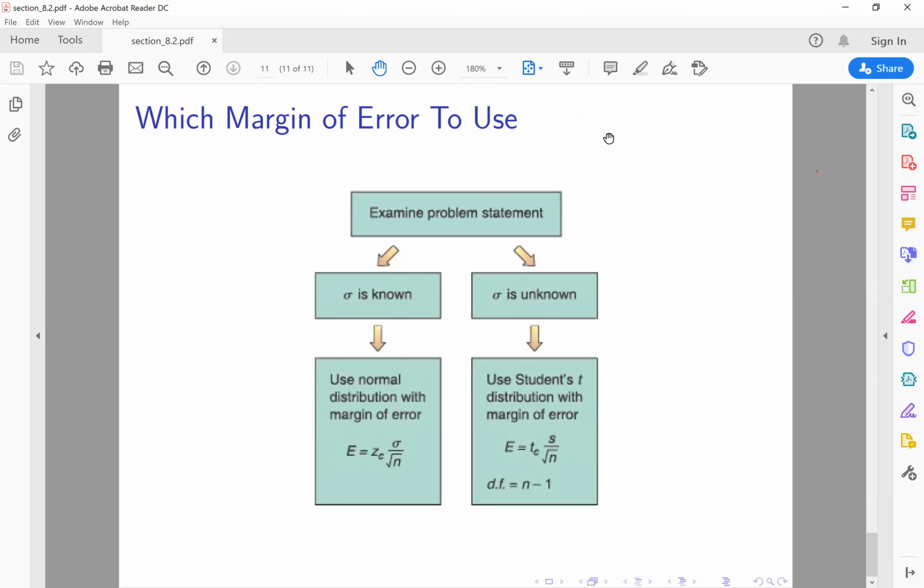So if in doubt, here is a table that tells you what to do. If you know the standard deviation of the population, you use the standard normal table. If you don't know the standard deviation, you use the t-distribution.